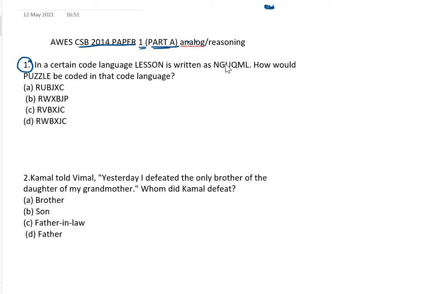In a certain code language, lesson is written like this. How would puzzle be coded in the code language? Okay. So for solving this, we need to write the alphabets.